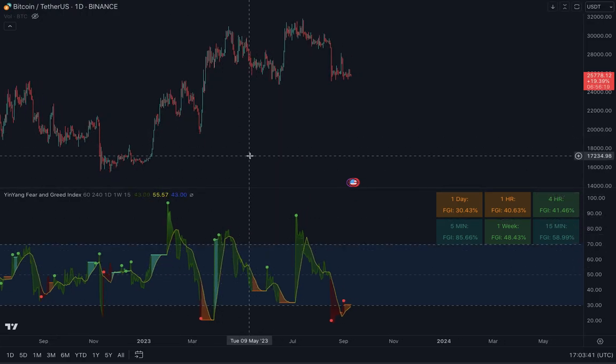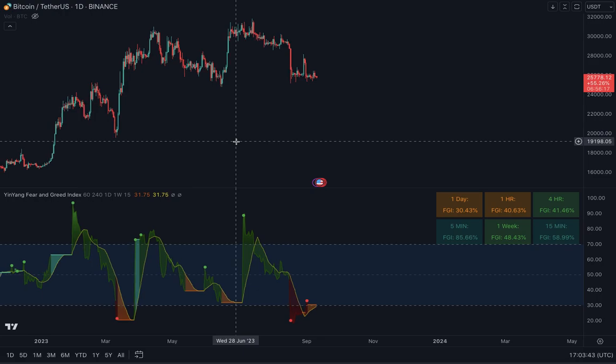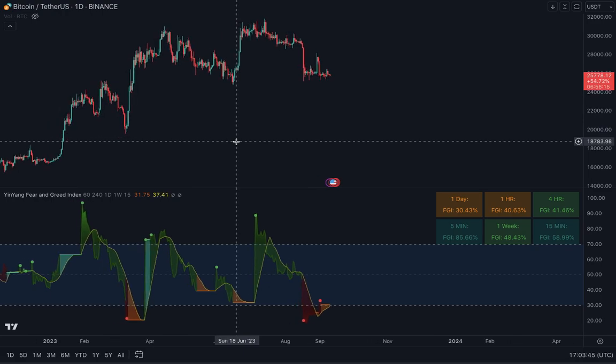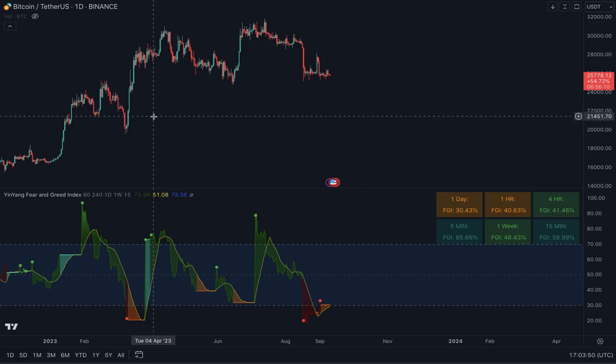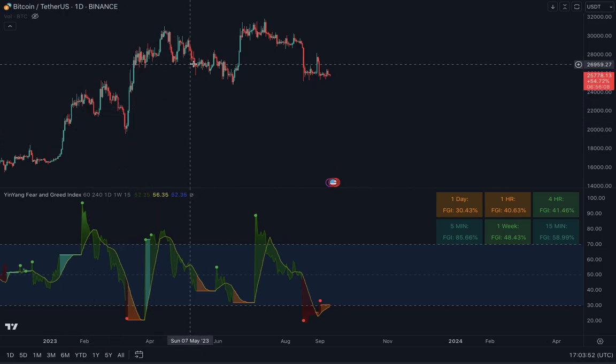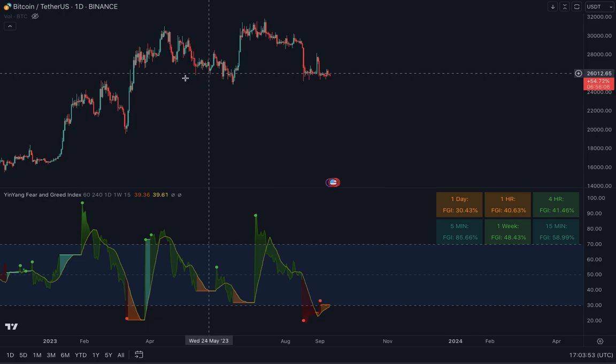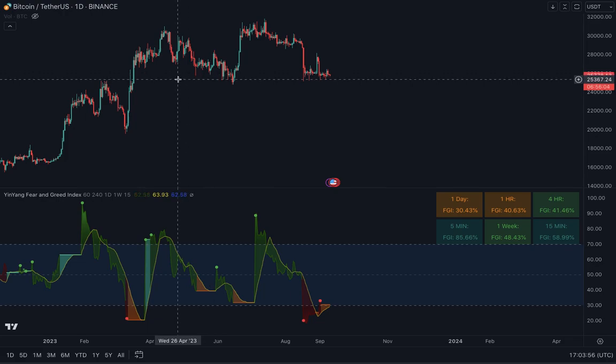As you can see, we got it loaded up here. What this indicator does is it basically shows you levels of fear and greed within the price ranges. There's an old saying: you want to be fearful when others are greedy, and greedy when others are fearful.